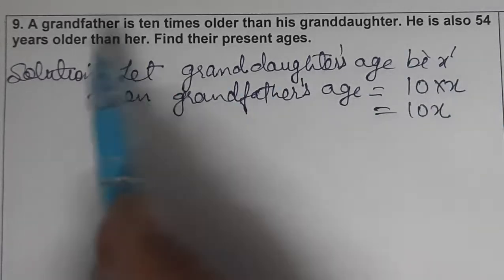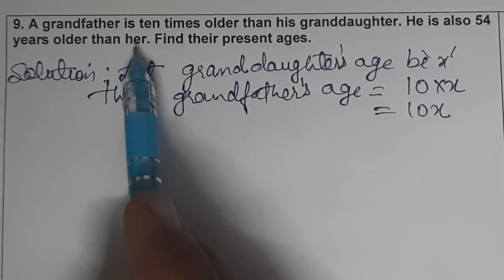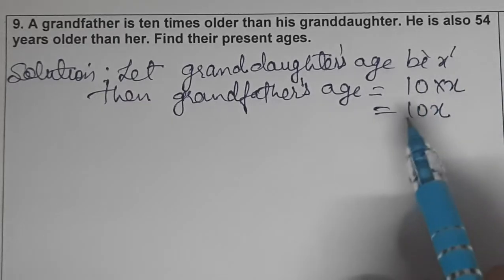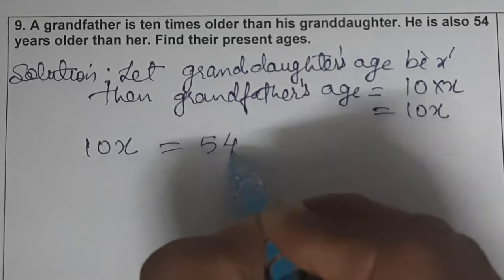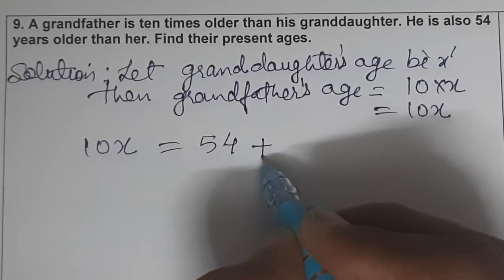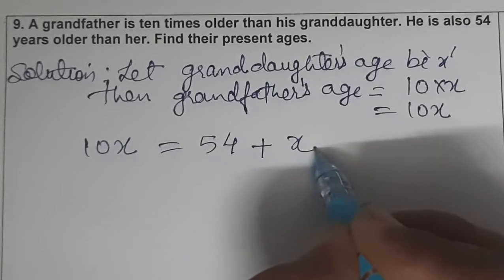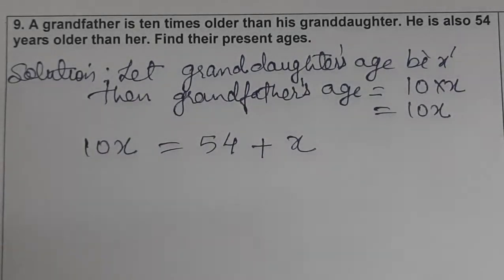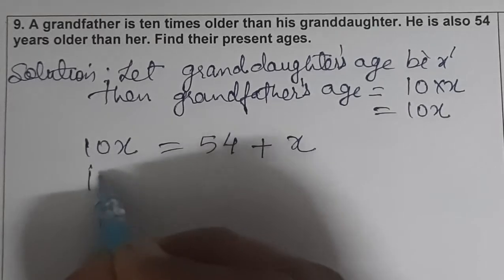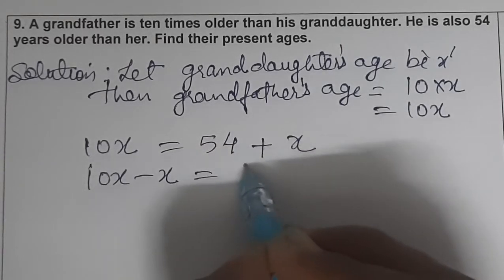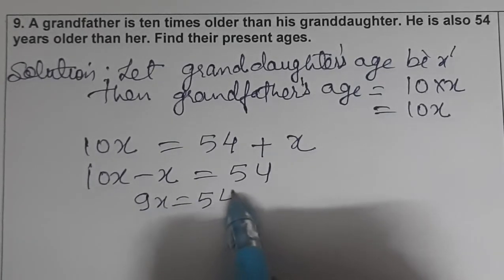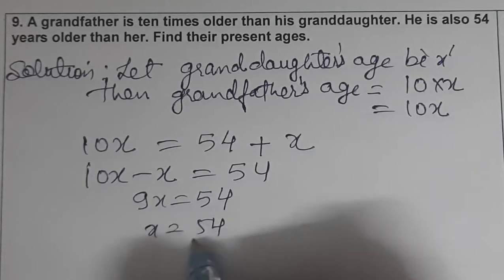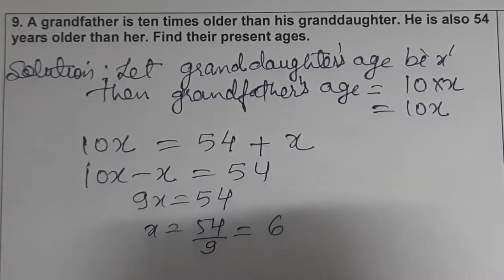Now, he is also 54 years older than her. One more step, see here. He means grandfather. Grandfather is also 54 years older than granddaughter. Granddaughter is x. 54 plus x. So we have formed the equation, very easy. Now simply solve. 10x minus x equals 54. 10 minus 1, 9x equals 54. Means x equals 54 by 9. 9 6s are 54, x equals 6.